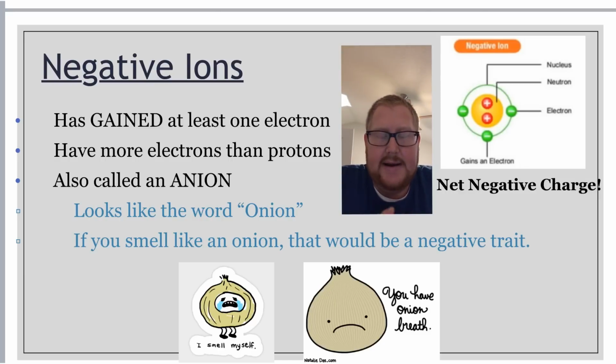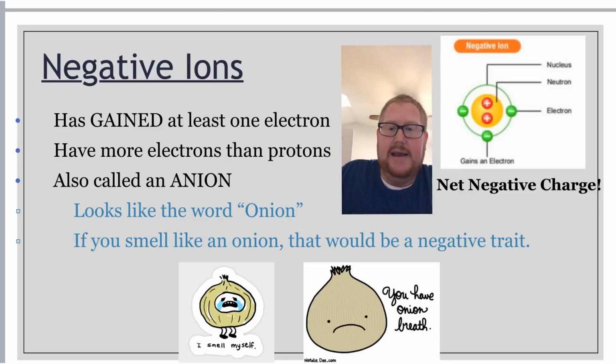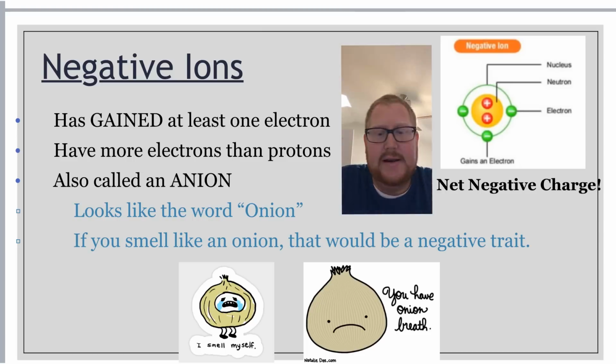On the flip side, nonmetals tend to gain one or more electrons, usually 1, 2, or 3, to become more negative because you're gaining negatives. And so we call this an anion. Although this is a stretch and is not as good as the cation example, it looks like the word onions, and if you smell like an onion, that wouldn't be good for most of us. So anions become negative and cations become positive.